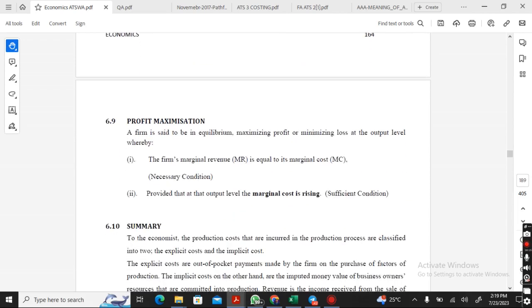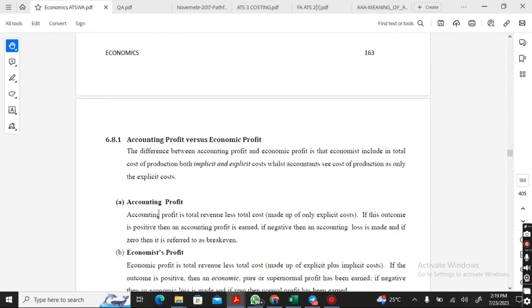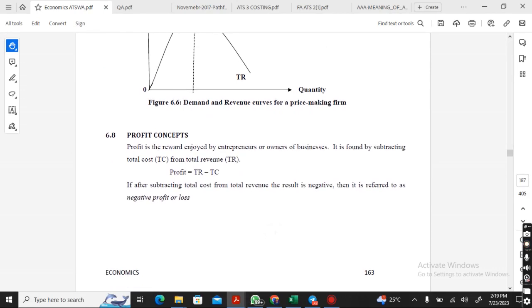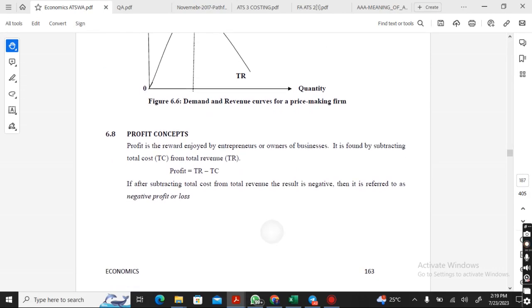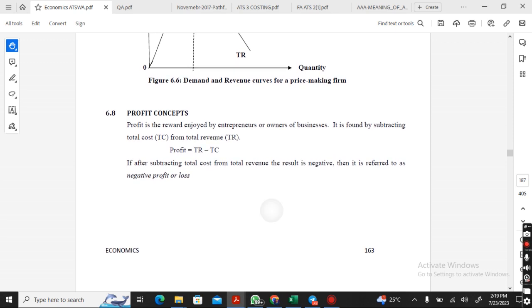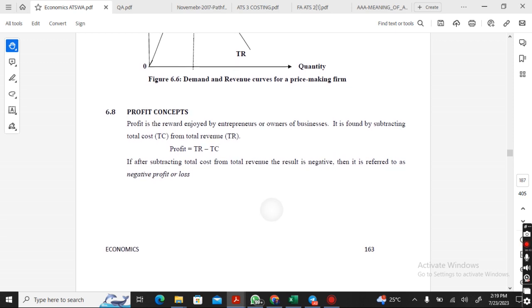Let me conclude on this. Now the profit concept. Profit is the reward enjoyed by the entrepreneur or owner of the business, found by subtracting your total cost from your revenue. So after subtracting your total cost, if the result is negative, then it is referred to as negative profit or loss.